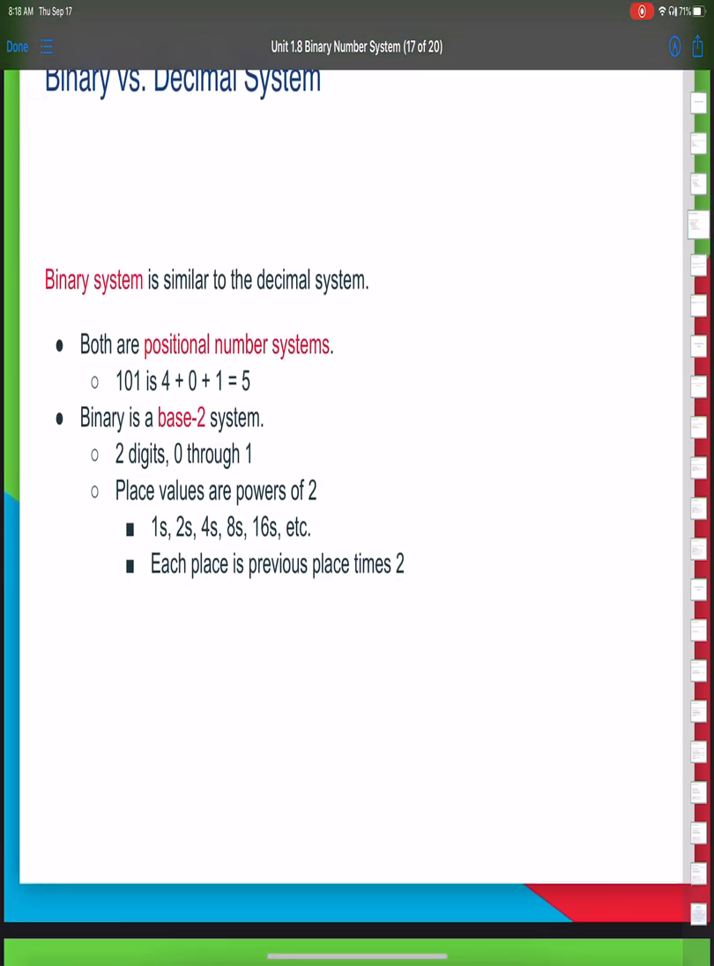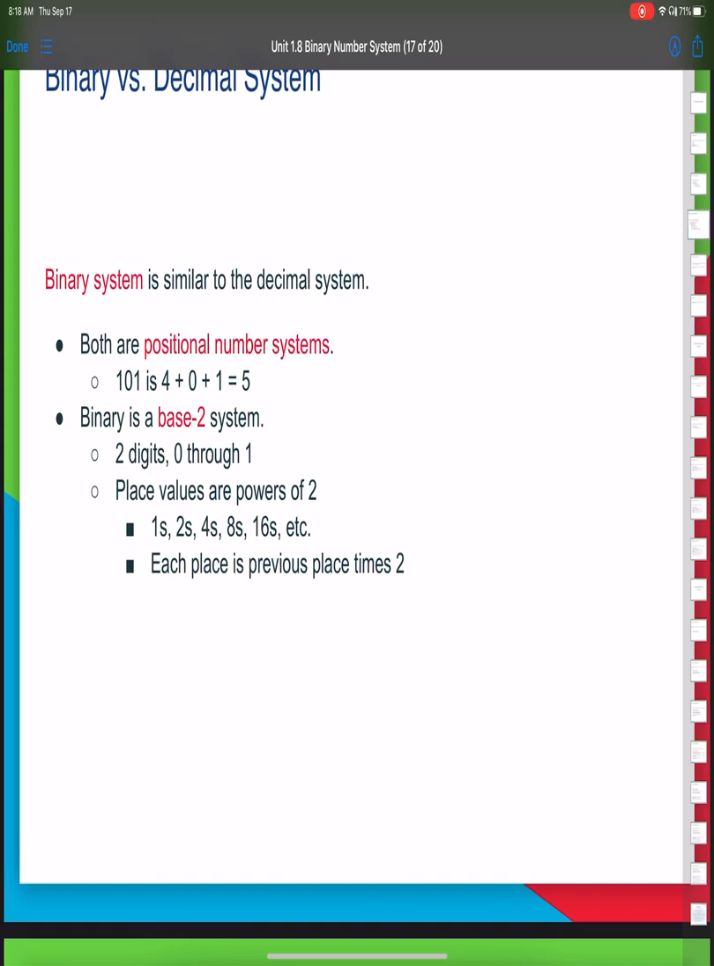All right, so now looking at the binary system. Again, remember that binary is used specifically in computers for a very specific reason, because that's how the computer understands data that needs to be processed. The 0 means no electricity running through the gate or the circuit, and the 1 means that there is registered electricity running through the gate or the circuit.